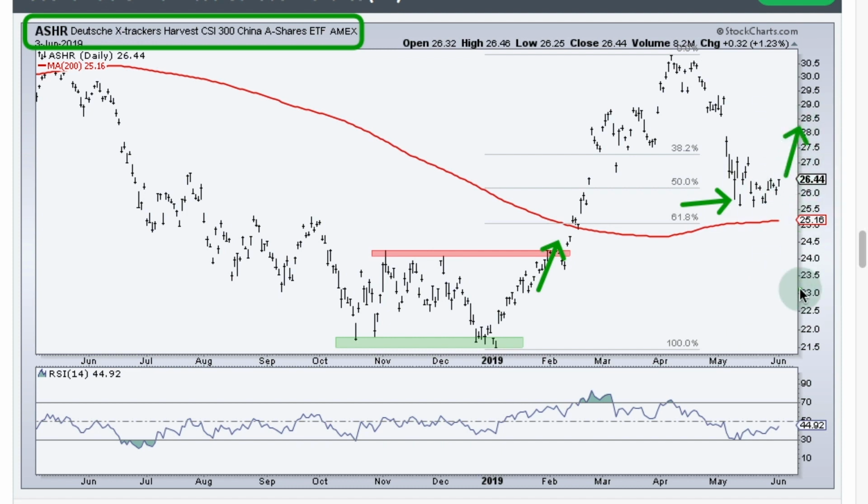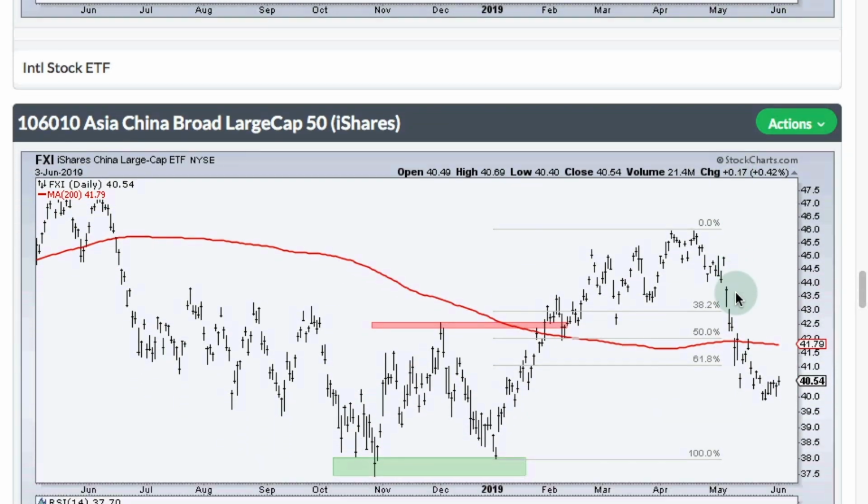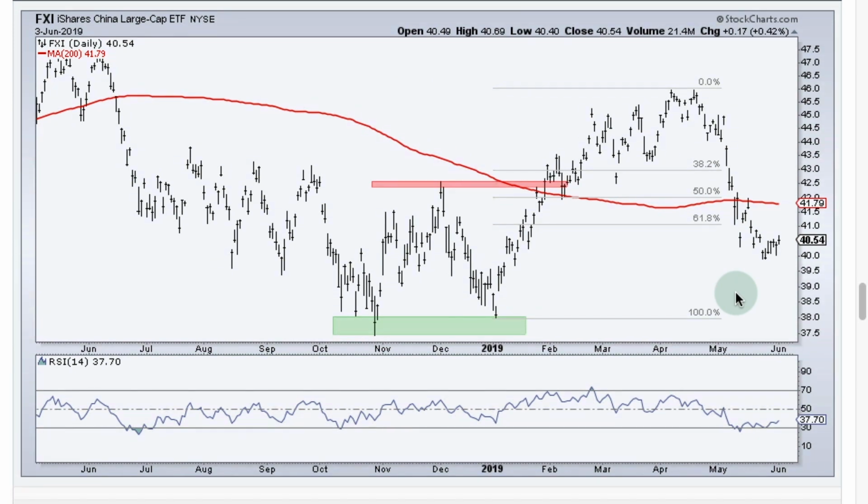So I'm watching to see if we can get a bounce off this 200-day, which has turned up, and this retracement zone. Now, as potentially positive as this Chinese ETF looks, if you look at the broad large-cap 50 ETF, FXI, you can see that it looks not as good, clearly, because that 200-day has turned back down. Price is back below the 200-day. We didn't hold the 50 to 62% retracement zone. Instead, we moved below it. So, yeah, this one needs to get back above.